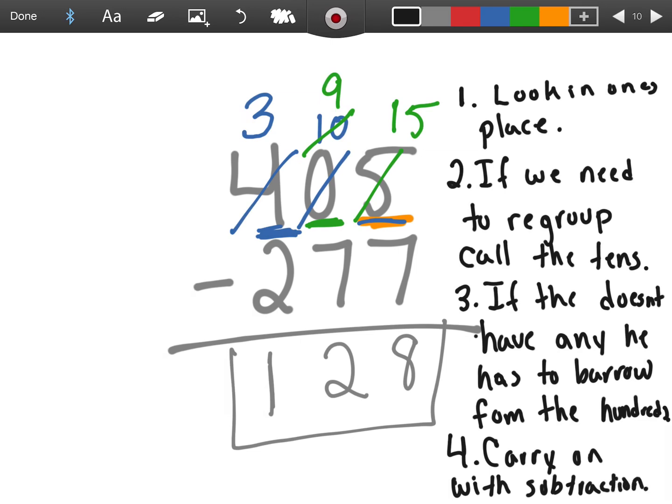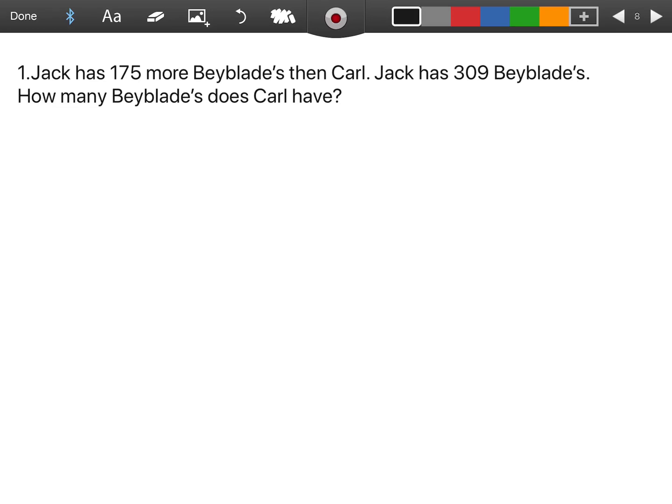All right, so let's try a word problem together. Jack has 175 more Beyblades than Carl. Jack has 309 Beyblades. How many Beyblades does Carl have? So it gave us the total amount of Beyblades that Jack has, which was 309. And we know that that's 175 more Beyblades than Carl. And we want to figure out how many Carl has.